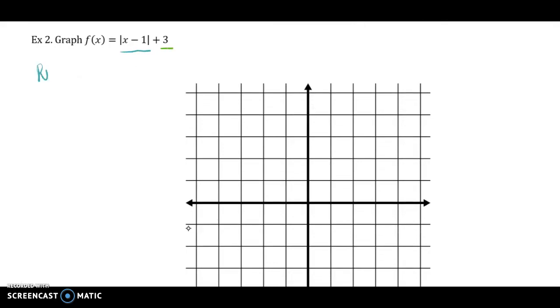So that's going to be right 1 unit because it's on the inside. So we're doing the opposite of what it is, and when it's addition, it's either up or down or left and right. All right, and then the plus 3, because it's on the outside, it's going to be up or down. So up 3 units. All right, so we're going to go ahead and graph the parent function.